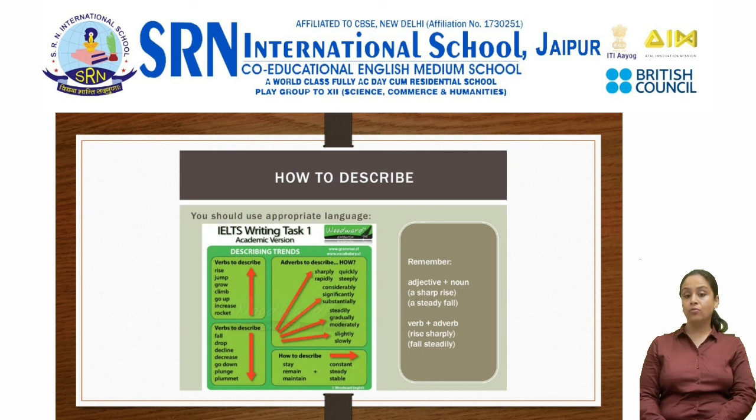Now adverbs to describe how. So these are some of the adverbs like sharply, quickly, rapidly, steeply, considerably, significantly, substantially, steadily, gradually, moderately, slightly and slowly. So these are some of the vocabulary words which you can incorporate. In my next session, part 2 of task 1, we would be discussing this in detail.